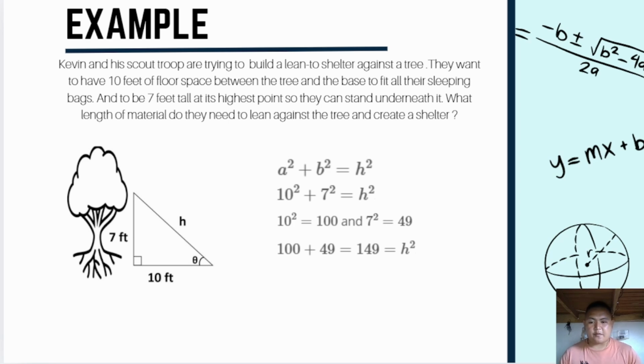Since we have to solve for h, we will take the square root of each side of the equation and then find the length of side h rounded to two decimal places. So the square root of 149 is equal to 12.21. So the length of material required to create the lean-to with the desired dimension is 12.21 feet. So let's have another example.